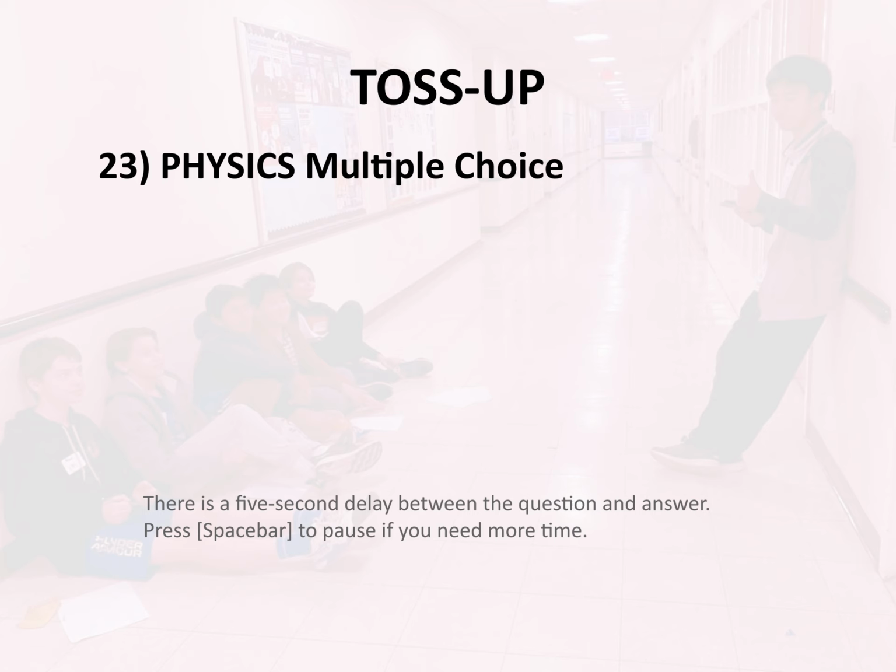Toss-up, 23. Physics. Multiple choice. A massless, rigid, insulating rod of length R is attached at one end to a wall by a hinge so that it is free to swing vertically. The other end of the rod is attached to a sphere of mass m with charge -q. If the rod and sphere are released in a horizontal position, which of the following electric fields is required to maintain the horizontal position of the rod?